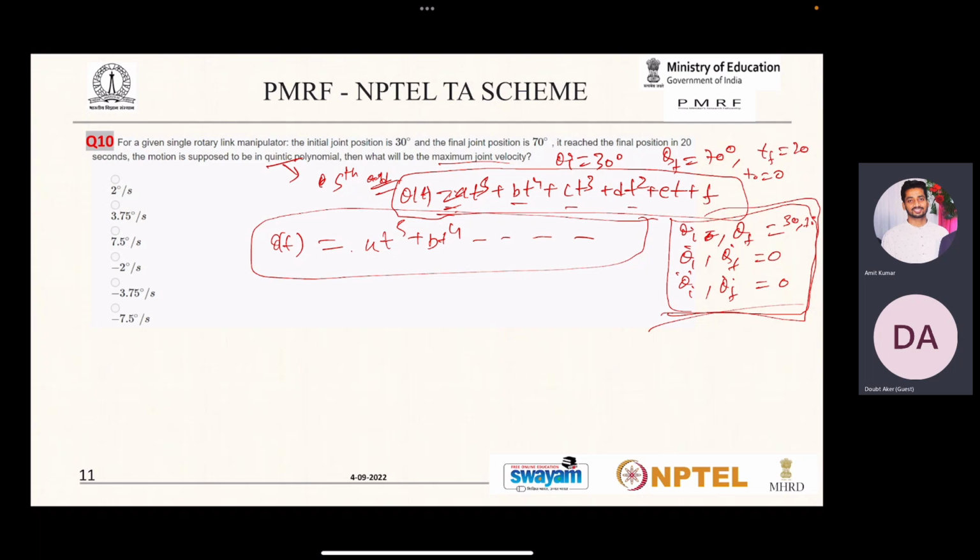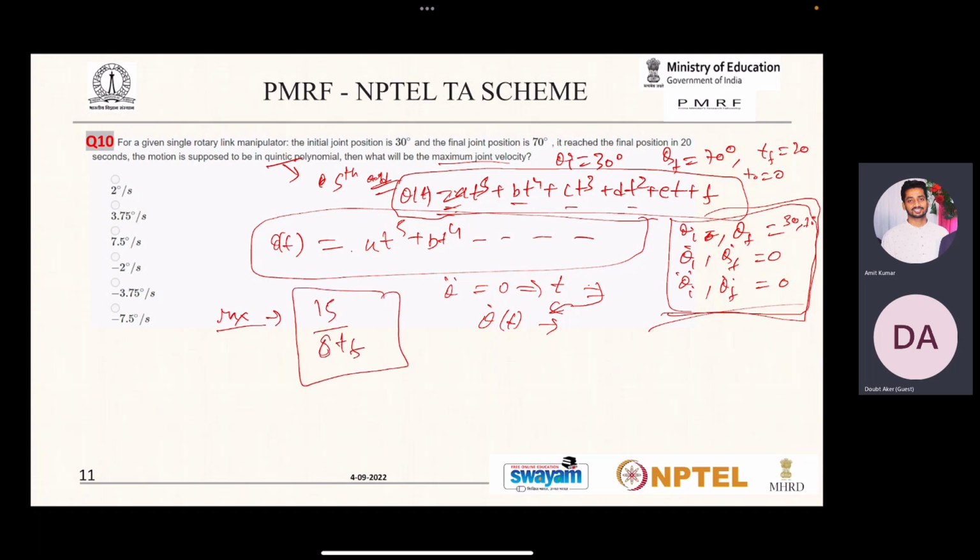If you want maximum velocity, you should set theta double dot, that means acceleration, equal to 0, and from there you find the time, and then use that time to find theta dot, and that will be maximum, as you have already studied. Now, as you have gone through the lecture, we know that this maximum occurs at the middle and is 15 by 8 TF, right?